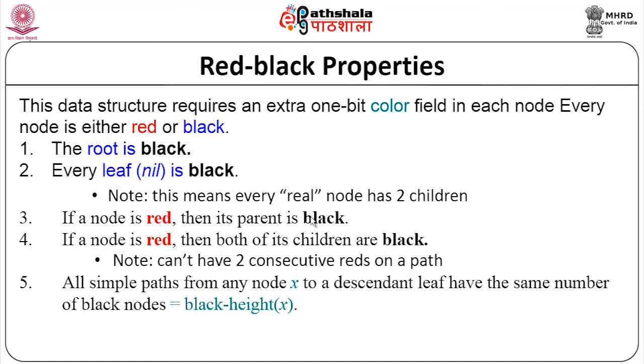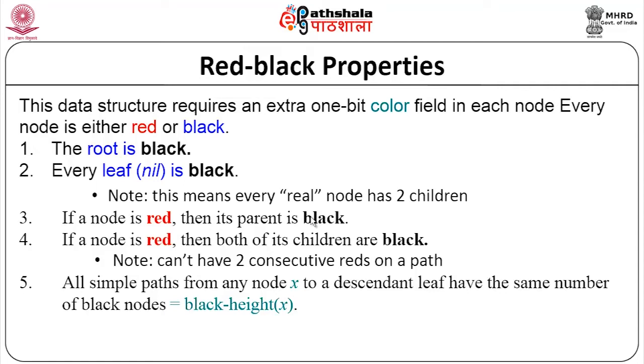That is the fourth property. Now, all simple paths from a node V to the leaf have the same number of black nodes. This is that height balancing coming in. So, we have what is called a black height of a node X. I will repeat this again, we will go to the properties once again.